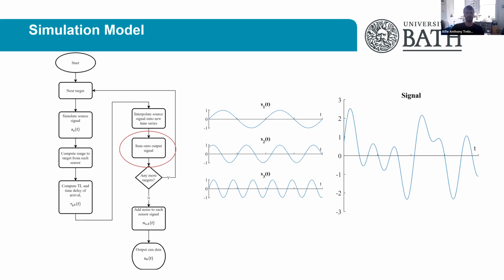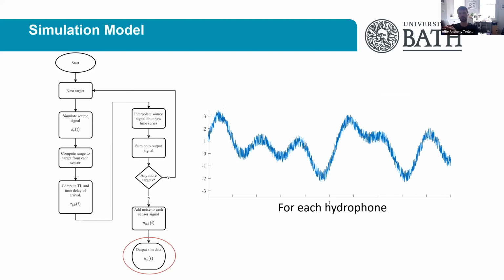And then the final step is to add some noise to each of the hydrophone's signals, which can either be white Gaussian or varying in frequency. So your final result is a simulated data for each hydrophone that, for example, could look something like this.